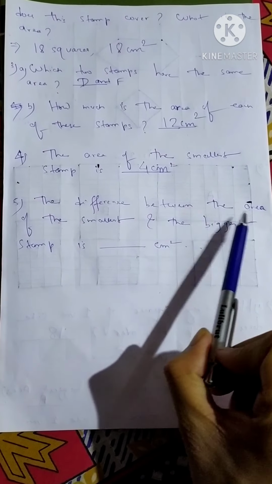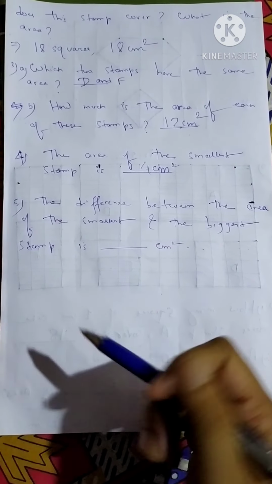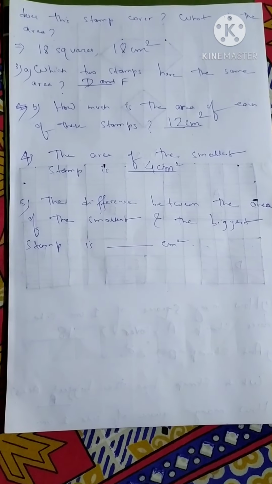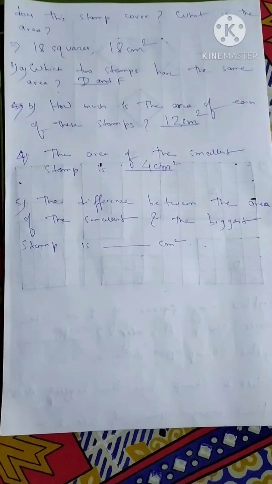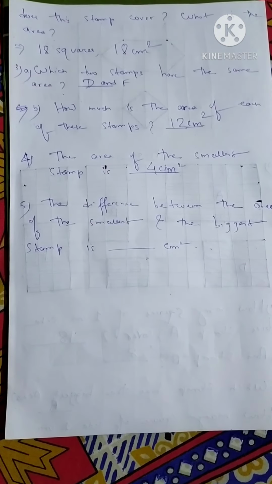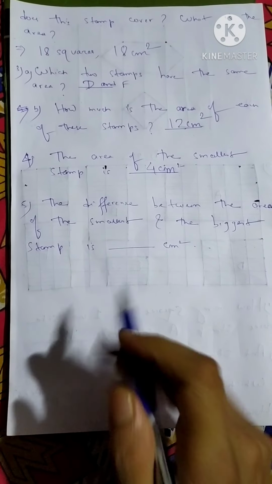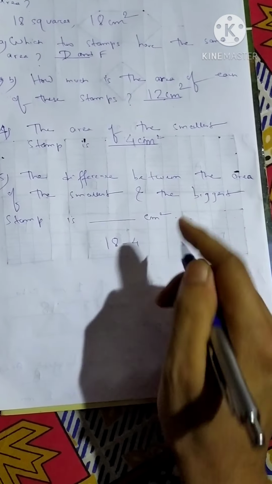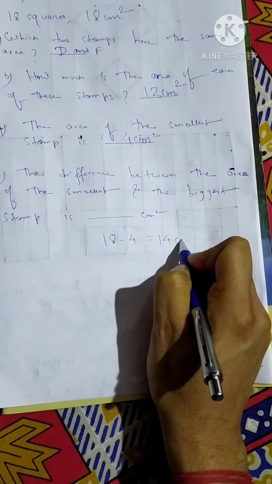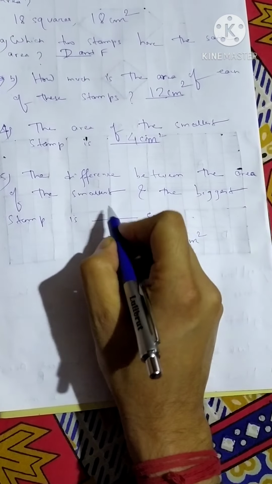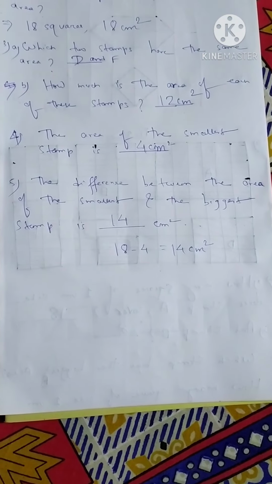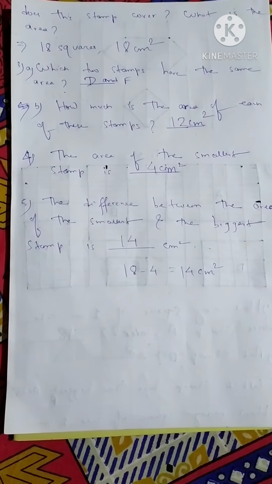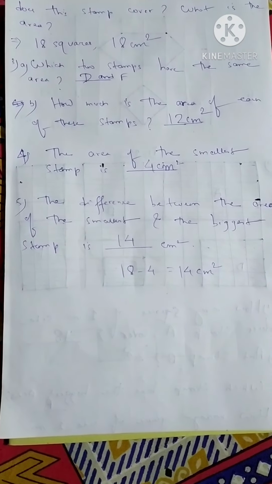The last one, the difference between the area of the smallest and the biggest stamp. Now obviously, which one is the biggest stamp? 18. This one. And which was the smallest stamp? This one. So what is the difference? The difference is 18 minus 4, which is 14 centimeters square. So your answer will be 14. Okay. So these are the 5 questions related to the stamps.